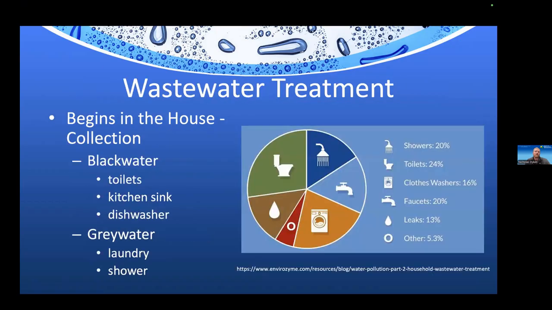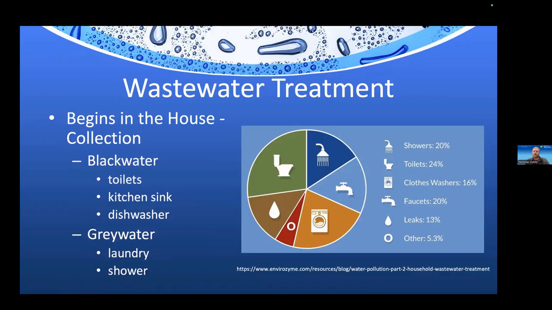So when we talk about wastewater treatment, 100% begins in the house at collection. We have black water from our toilets and our kitchen sink and our dishwasher. We also have gray water, which comes from our laundry and our showers. Showers make up about 20% of that, toilets 24, clothes washers 16, faucets 20, some water leaks. They've got that accounting for 13% of our collection, and then other is 5.3.